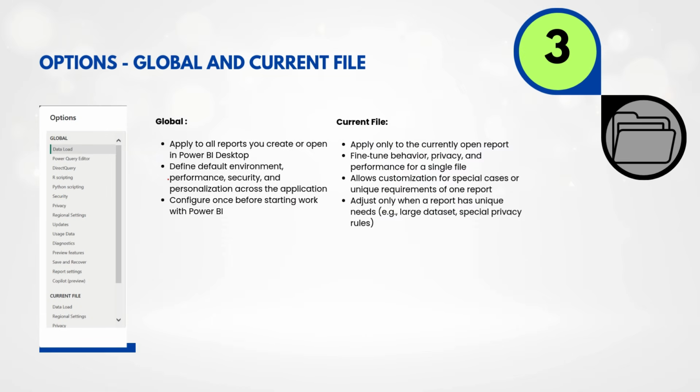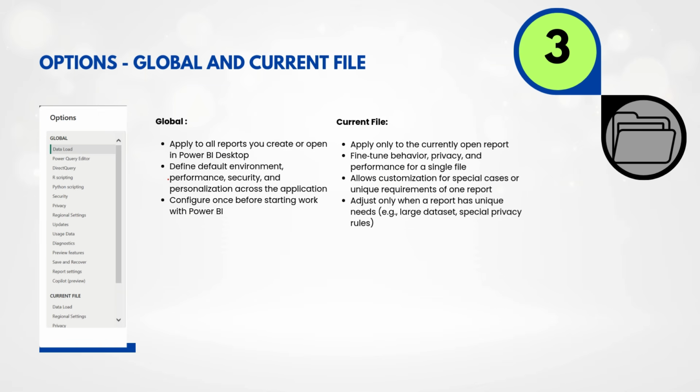Now let's break down the difference between global settings and current file settings in Power BI Desktop. This is a key concept because it determines whether your changes apply everywhere or just to the report you are working on. First, we have global settings. These apply to all reports you create or open in Power BI Desktop. They define your default environment, things like performance options, security rules, and personalizations across the entire application. The best practice is to configure this once before you start working with Power BI. That way, every report you build will follow the same consistent setup.